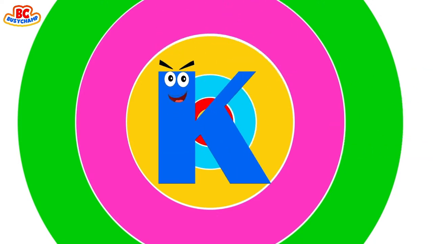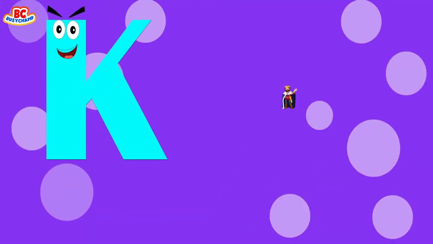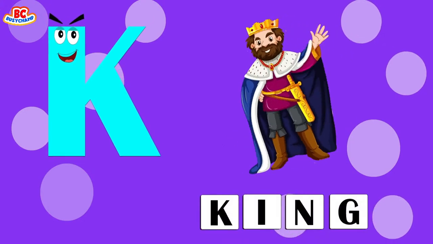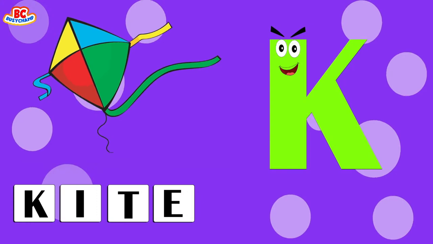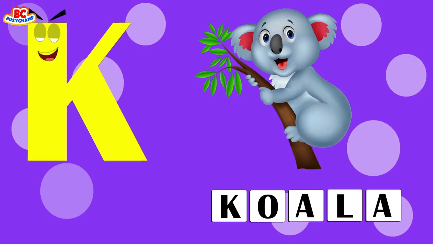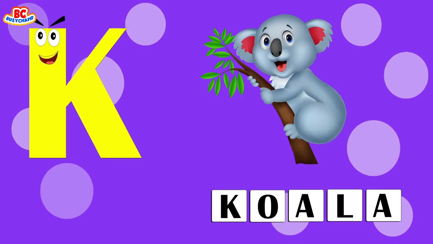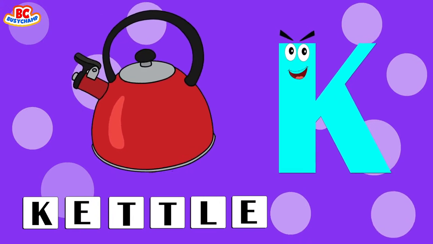Here comes the letter K. K is for king. K, K, king. K is for kite. K, K, kite. K is for koala. K, K, koala. K is for kettle. K, K, kettle.